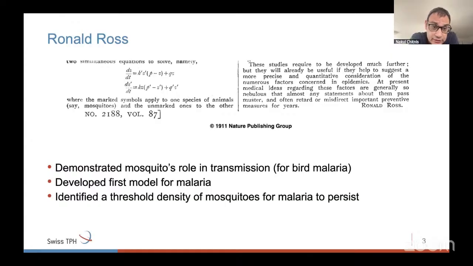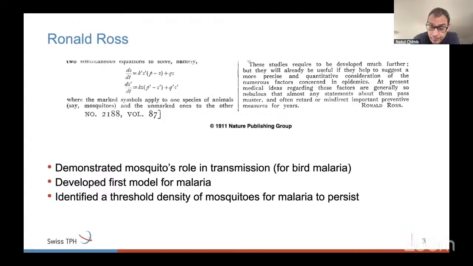What he was able to do with this model was to calculate a basic reproductive number, which we now know as the number of new infections you get from one infectious case. And what Ronald Ross showed with this model was that you do not need to get rid of all mosquitoes to get rid of malaria. You just need to get the density of mosquitoes below a threshold, where R naught goes below 1, to eliminate malaria.